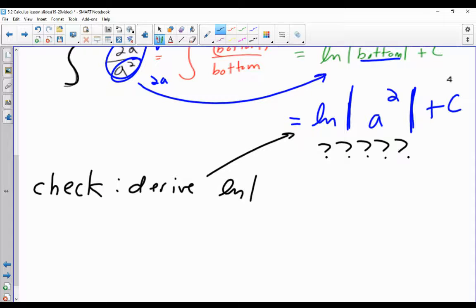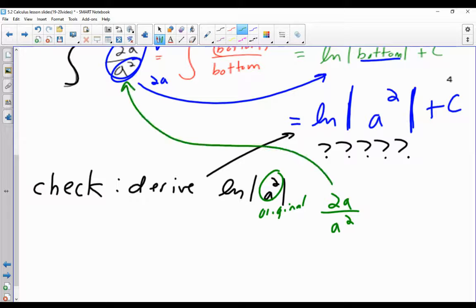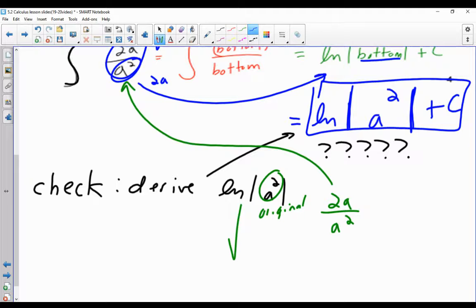Derive natural log of a squared. And of course, you know how to do the regular derivative. Remember, you derive the inside, which will give you 2a, and then you divide by the original, which is a squared. And check it out. That matches what you got from the beginning. So you know you got the answer right. You know that this has to be the antiderivative.